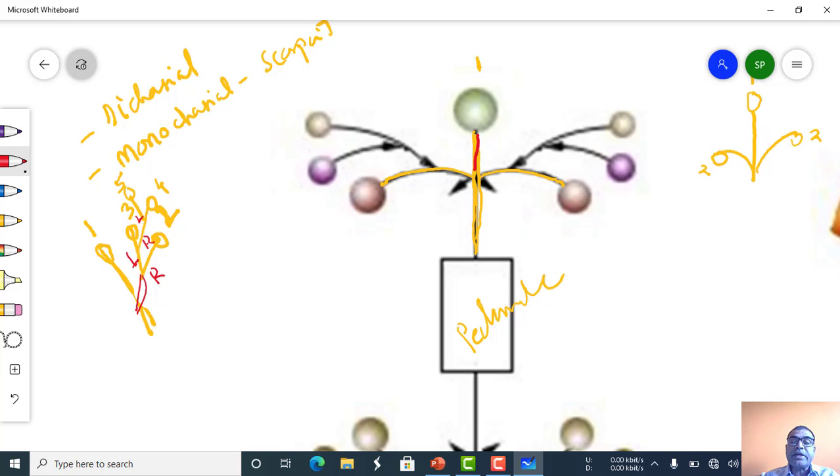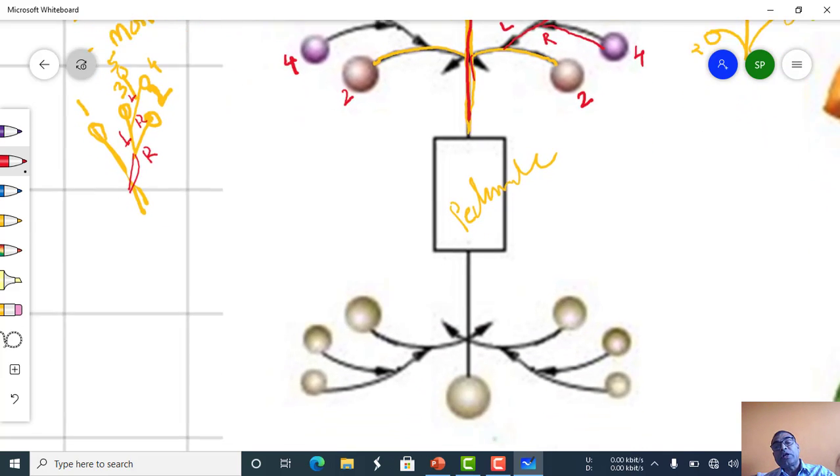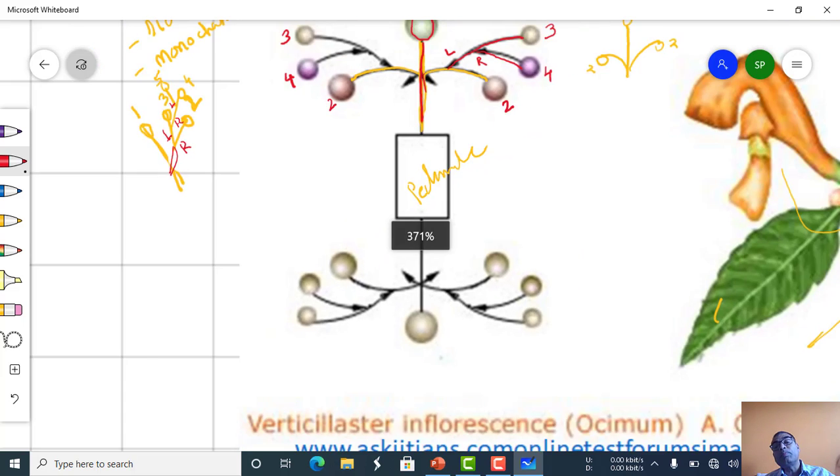So here the main axis ends in a flower, this is the first flower, it shows dichasial condition. So these are the second number flowers which produce dichasial condition. Later on it produces scorpioid cyme, this is the third flower, this one is produced to the left side, and this one is the fourth flower which is produced on its right side. If you see here, this one becomes the third flower and this one becomes the fourth flower. Such flowers are produced on both sides.